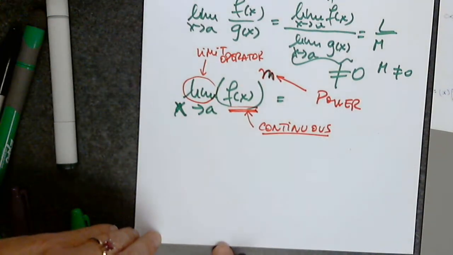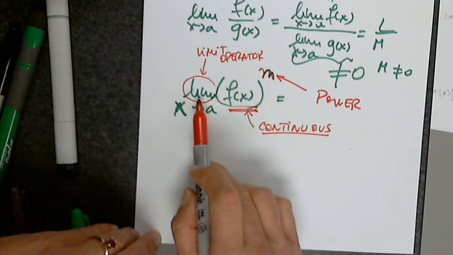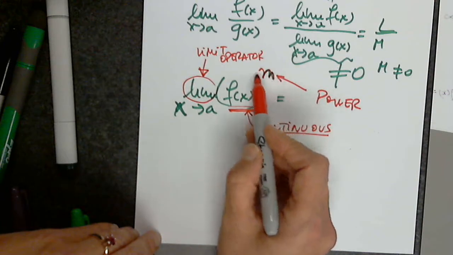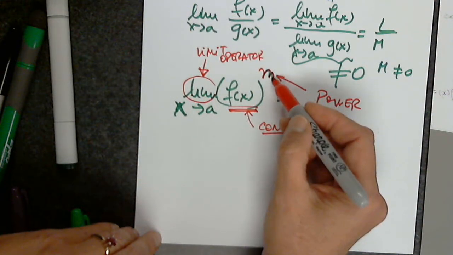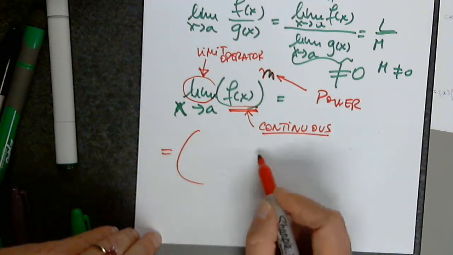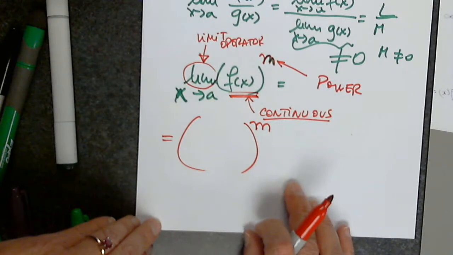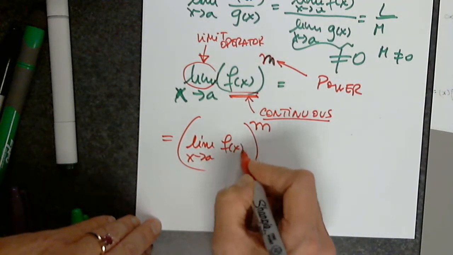I'll explain that when we get to it. I am allowed to swap the two operators. So I will change the place of the limit and the power. So now the limit is outside, the power is inside. This is the same as this. Or M, since I changed it to M, allow me to put M. So this is the limit as x approaches a of f of x.